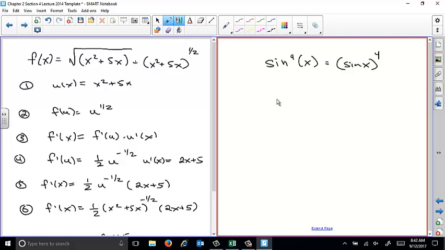In this case, if I wanted to identify f of u, it would be u to the 4th power, because that's what's on the outside of the parentheses, and u of x would be what's inside. So there are a couple that involve the sine raised to a power like on the last page. You need to rewrite them as such.